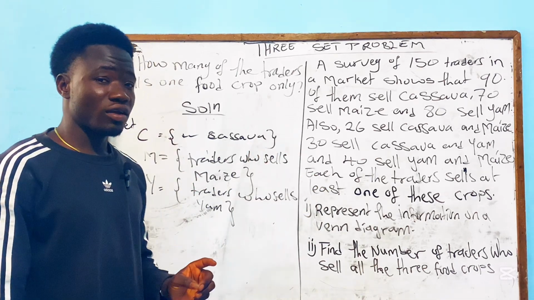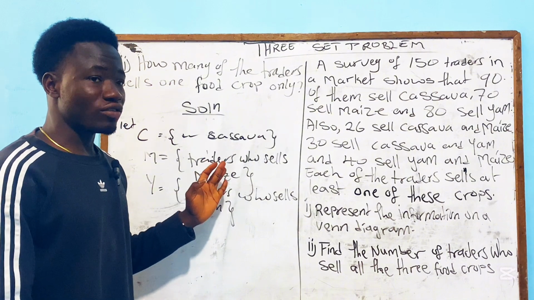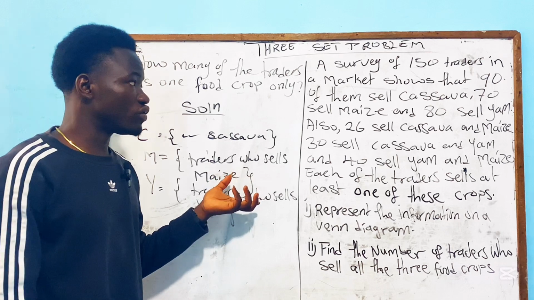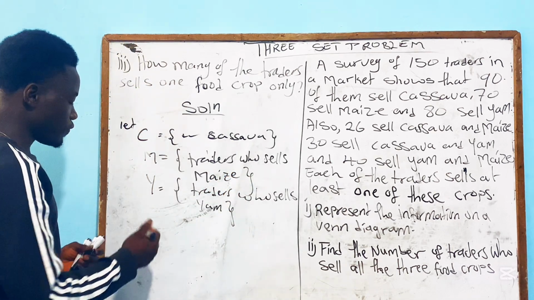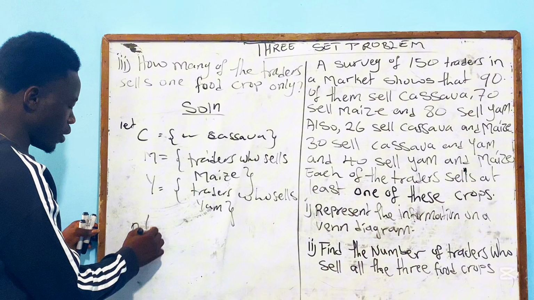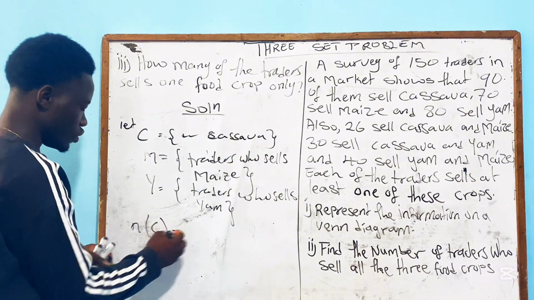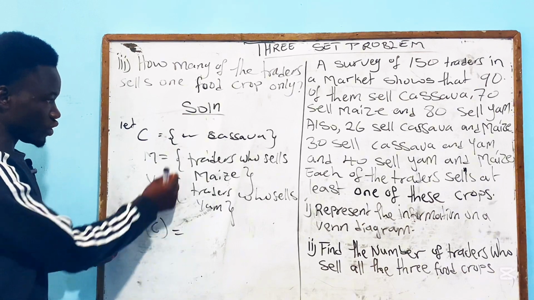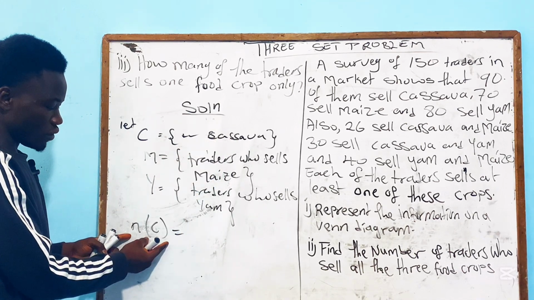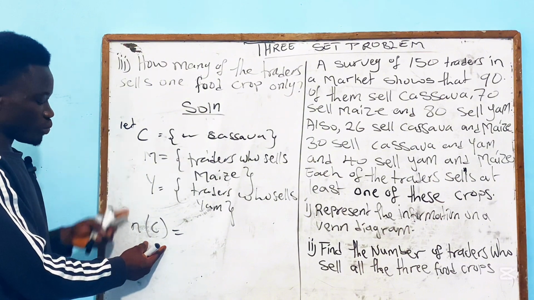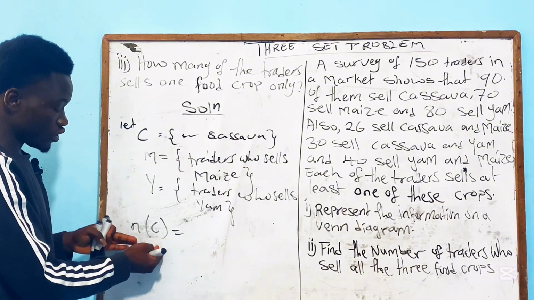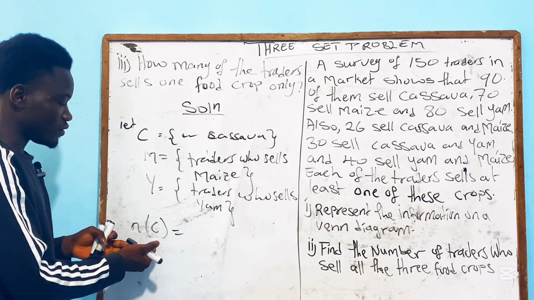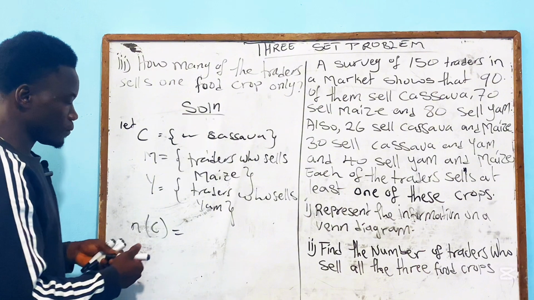And many of us don't do that. When you don't do that, you may lose marks for it. Some examiners don't attach marks to this, but you may lose it. Then, therefore, we now say the number of C is equal to, number of C in the bracket means the number of traders who sell cassava. That's the meaning of what we have now done here, so that anybody who picks this will know what we are doing. Although you are representing using the set properties, you need to define the property you are using.